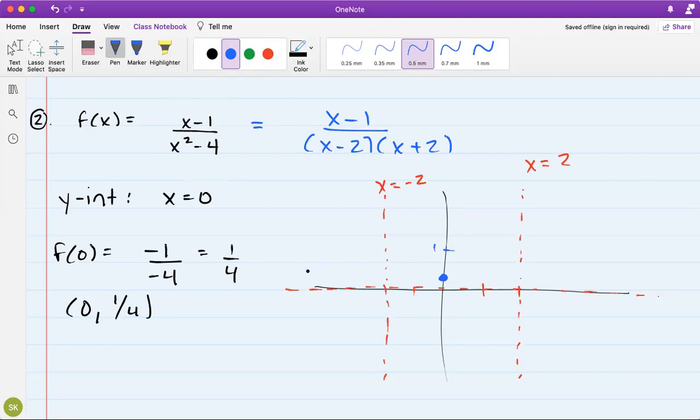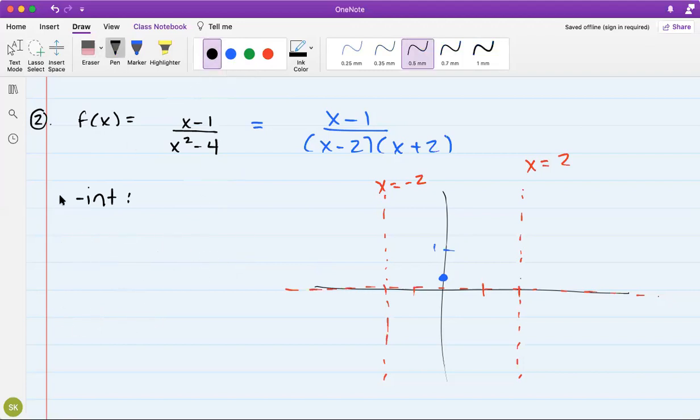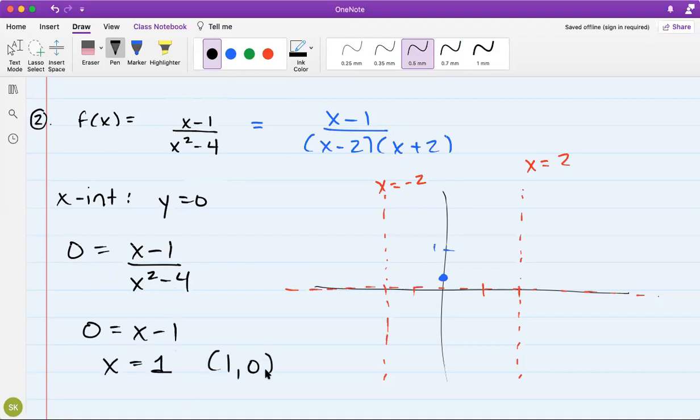And now we need to find the x-intercepts. To find the x-intercepts, we plug in y is equal to 0, so we just set this function equal to 0, multiply by the denominator, x squared minus 4, and you'll just get 0 is equal to x minus 1, or x is equal to 1, which tells us we have the point (1, 0). So here's 1, so I'm going to put a dot here. This is the only place that we're going to cross the x-axis.